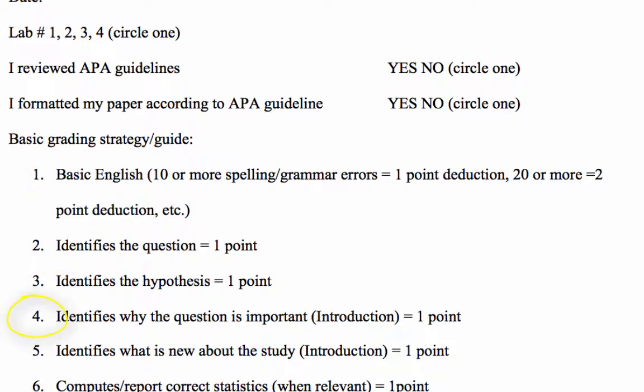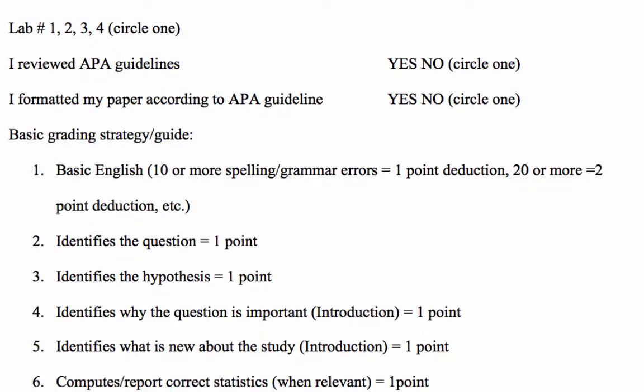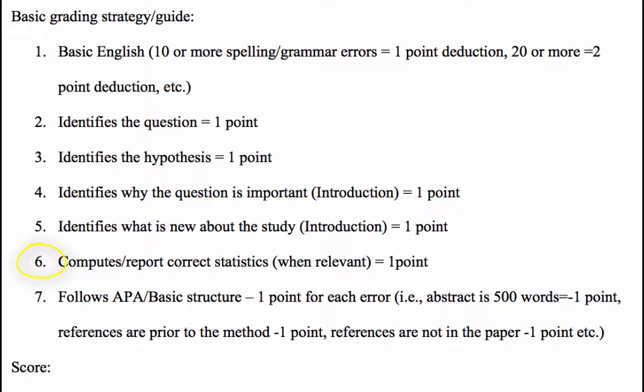Another point is earned if the writer identifies why the question is important in the introduction. Similarly, 1 point is earned if the writer identifies what is new about the study. The writer will earn another point if they correctly compute and report their statistics when relevant. In the previous module, the paper we examined completed all of these steps successfully and therefore would have received 1 point each.